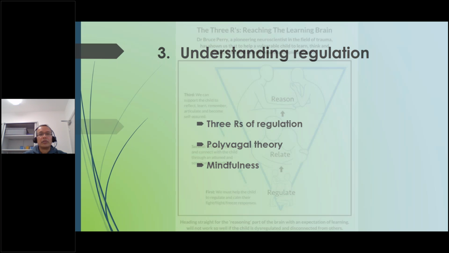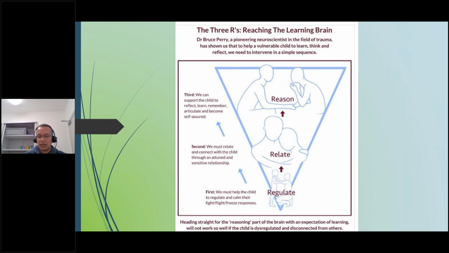Okay, so we'll move to the first. This is again from the neurosequential model of education that was developed by Dr. Bruce Perry. He suggested the 3 R's for reaching the learning brain. He said that when somebody is dysregulated, there is no point in trying to reason with them. There's no point in saying, oh, it's all okay, this isn't true, this is not going to happen. They can't hear us. So the first thing to do is to regulate the person.